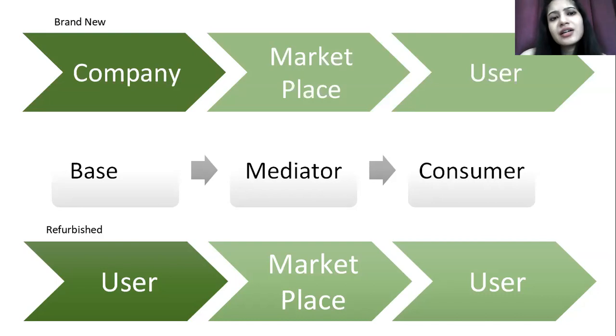Now what is the main thing happening here? The main thing is that the company tests first before launching it in the market. Every gadget is first tested, then it is brought to the market. But for the refurbished product, the user sells it off and the marketplace tests it. Whichever place it is with, it tests it and then it is resold.